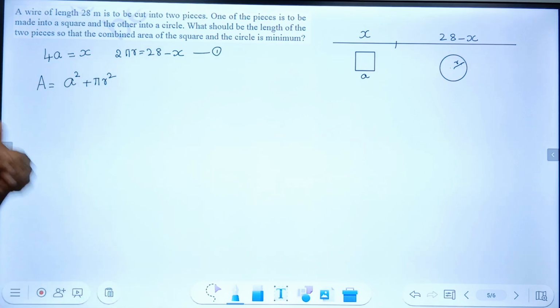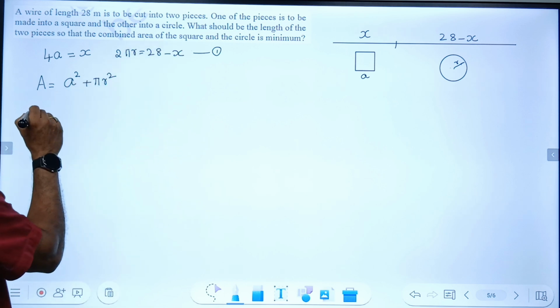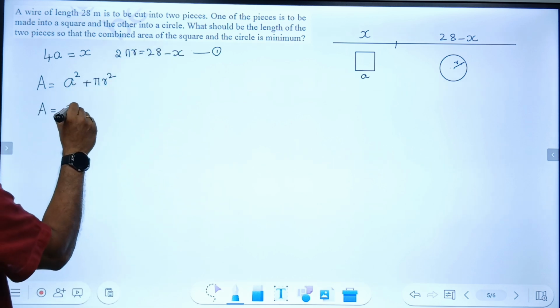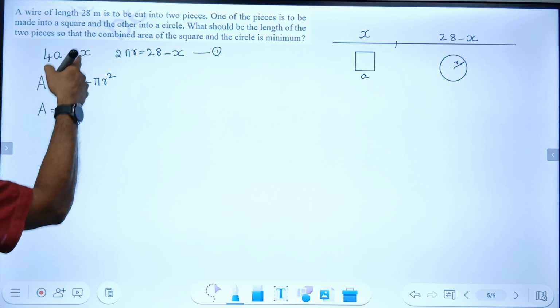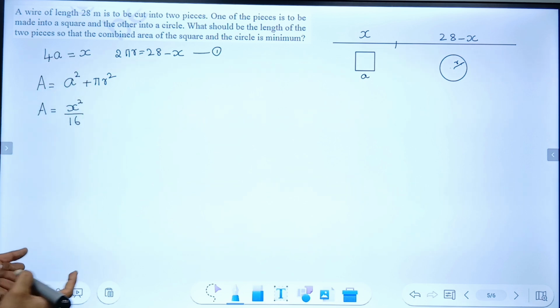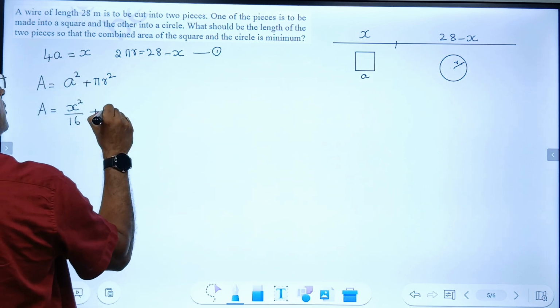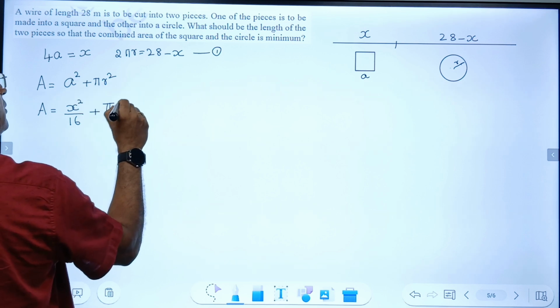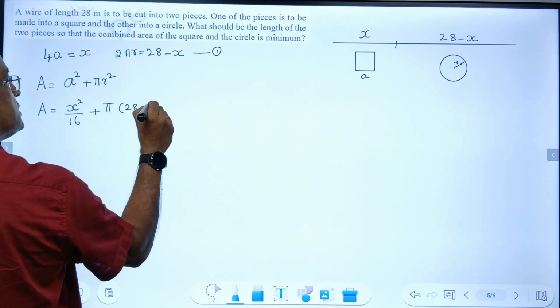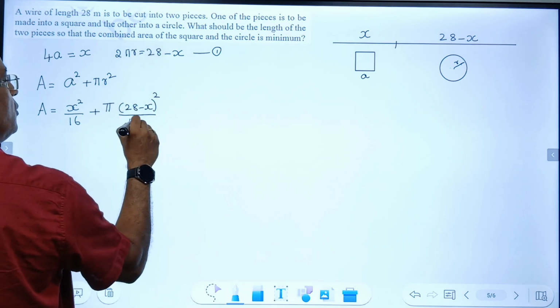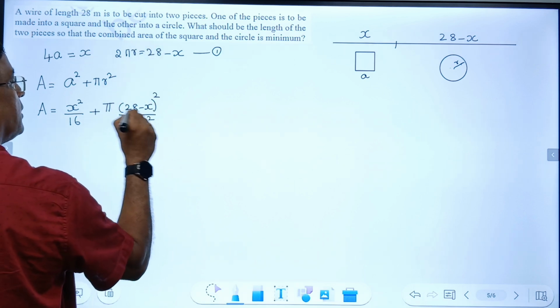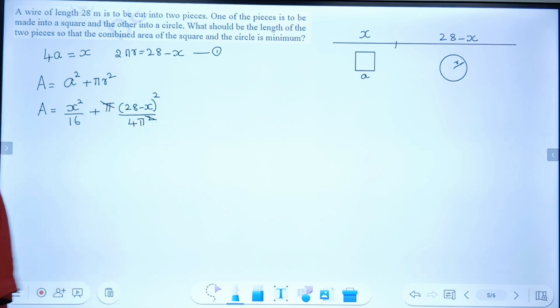Now I have to replace it by a single variable. I am going to use x. So what is a square? a is x by 4, so a square will be x square by 16. Plus pi into, what is r square? r square will be 28 minus x the whole square by 4 pi square. The pi's get cancelled. Okay. Now I am going to differentiate.